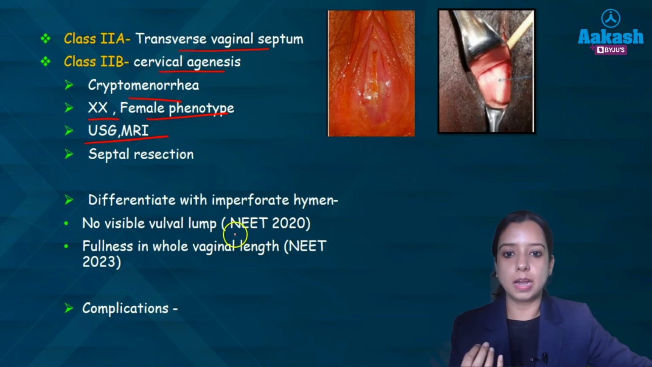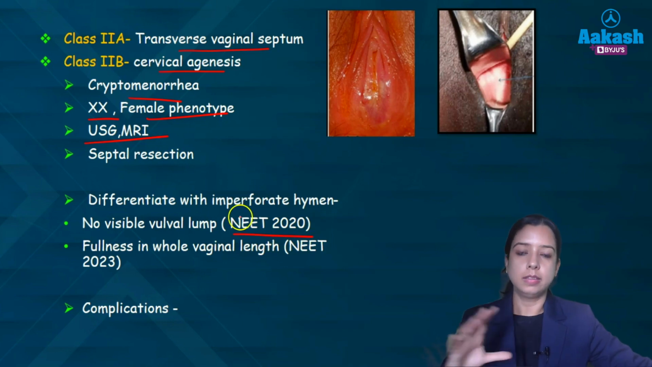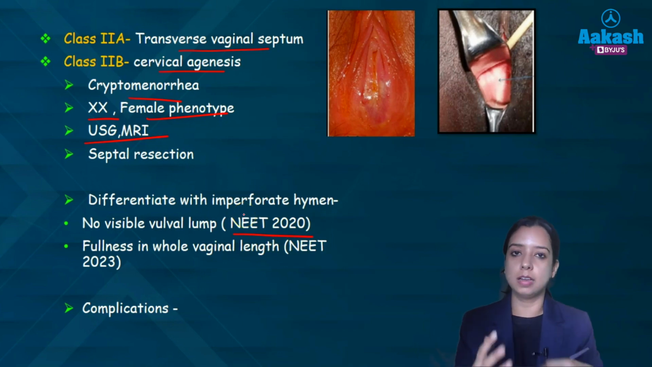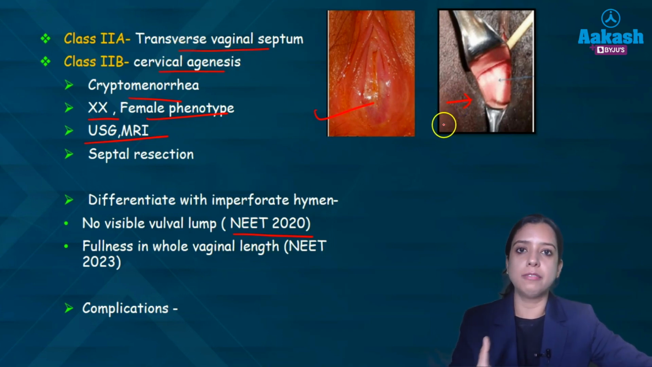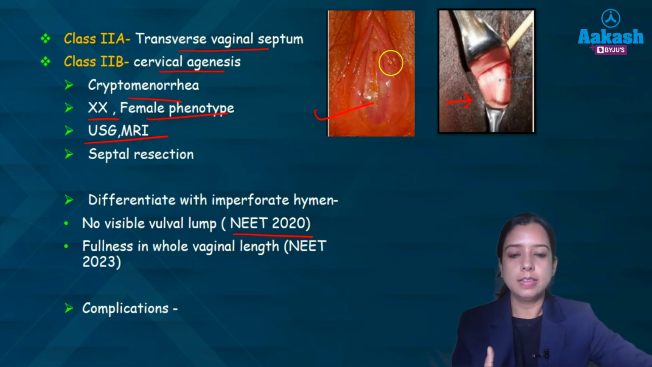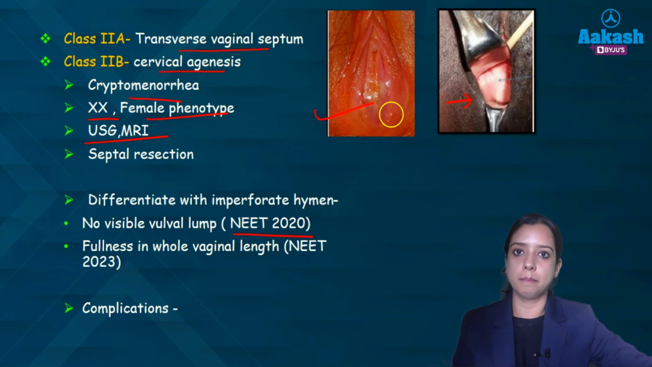The question that was asked in NEET 2020 was, how will you differentiate it from imperforate hymen? The scenario given was female phenotype with cyclical pain, but one thing given was a vulval lump. A vulval lump will only be present in imperforate hymen. Cervical agenesis or transverse vaginal septum present like a soft tissue mass. They do not have a vulval lump. Hymen is a very thin membrane. All the blood being collected above it in the vagina will present as a lump. Here it's a muscular septum. It will not bulge with the blood above. So if a vulval lump is mentioned, it is imperforate hymen.